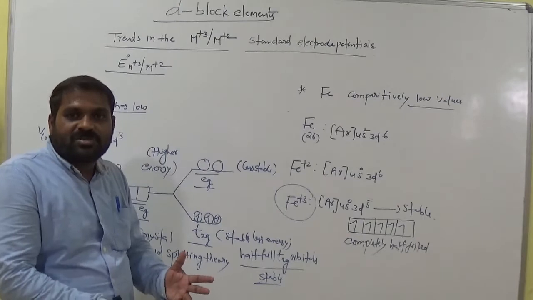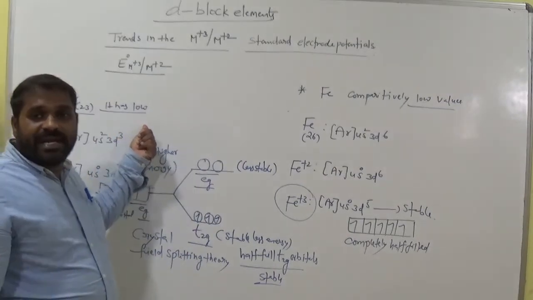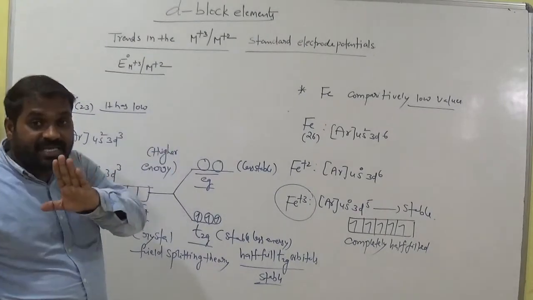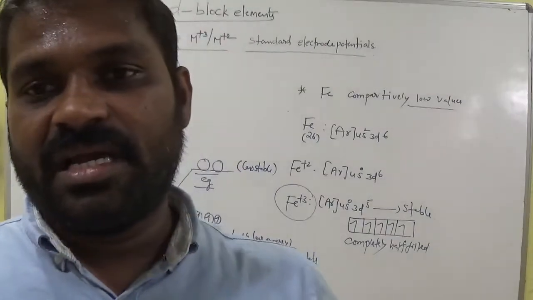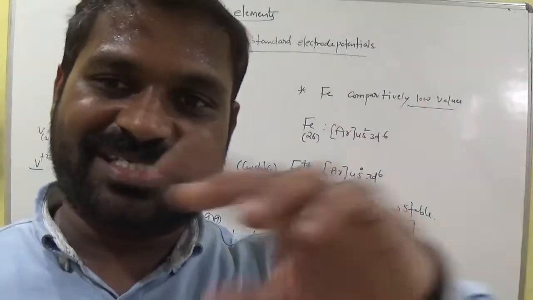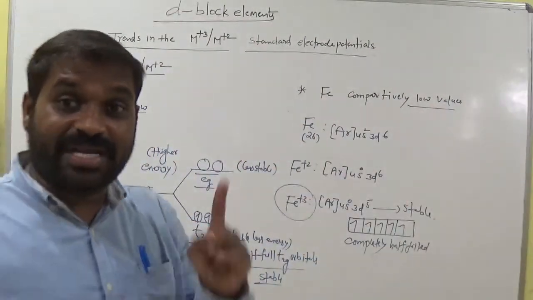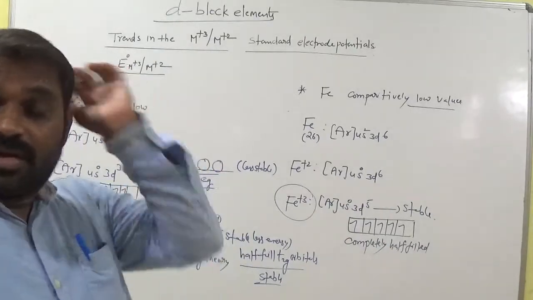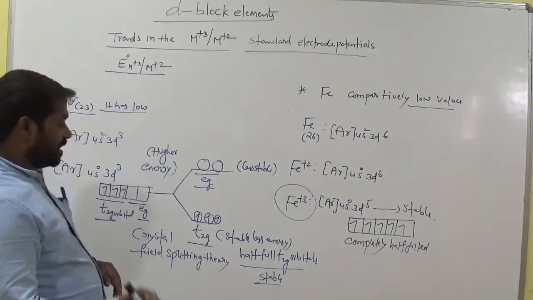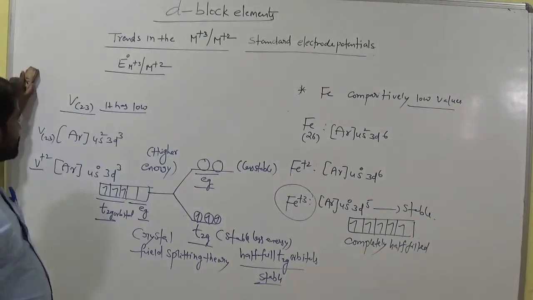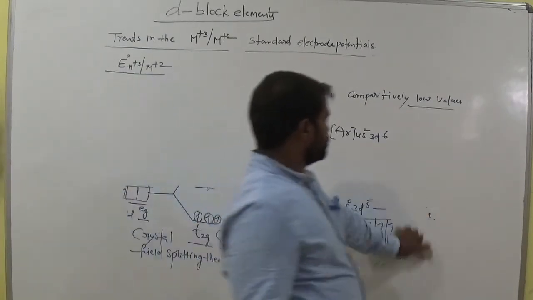Clear? So unwilling to lose means it has low standard reduction potential value and acts as a good reducing agent. Remember this. Okay. Stability means it acts as a reducing agent. It is unwilling to lose further electrons, but scandium can form plus 3, okay, for getting noble gas electronic configuration. So it has lower reduction potential values there. Okay, remember this. So this is the M plus 3 condition, M plus 3, M plus 2.